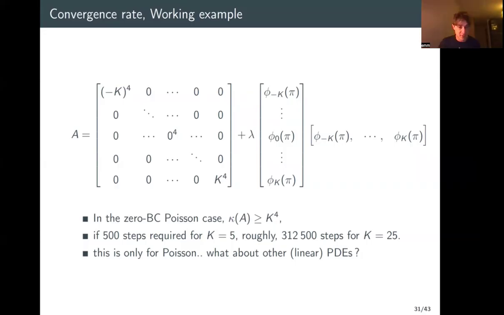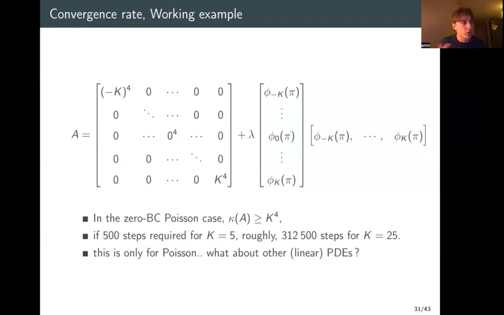Okay, so for some insight, typically if we have K equal to 5 and we solve the equation in 500 steps, then roughly, if we want to solve it again for 25 frequencies, we're going to need roughly 300,000 steps. And this is only for Poisson in one dimension. So this is very, very cumbersome in this particular context. So this is only for Poisson.